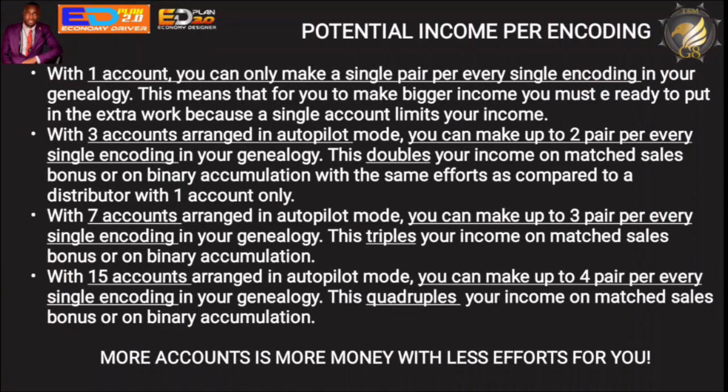With one account, you can only make a single pair per every single encoding in your genealogy. This means that for you to make bigger income, you must be ready to put in extra work because a single account limits your income.